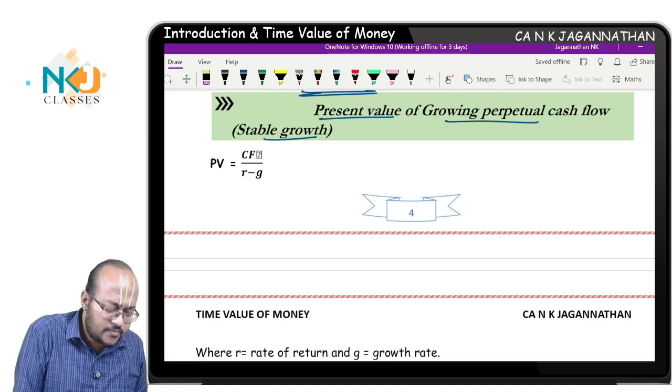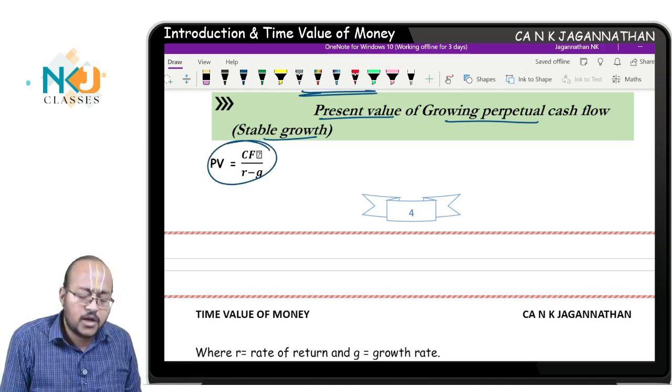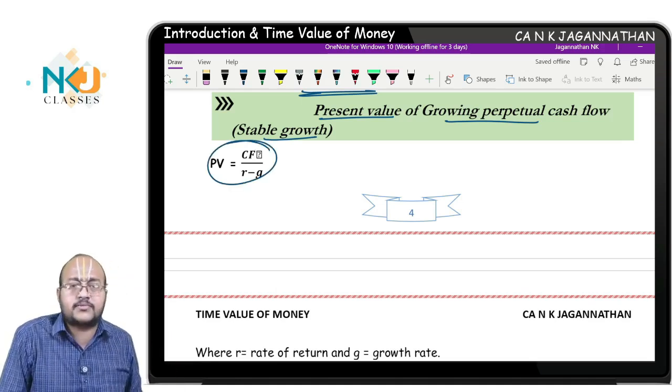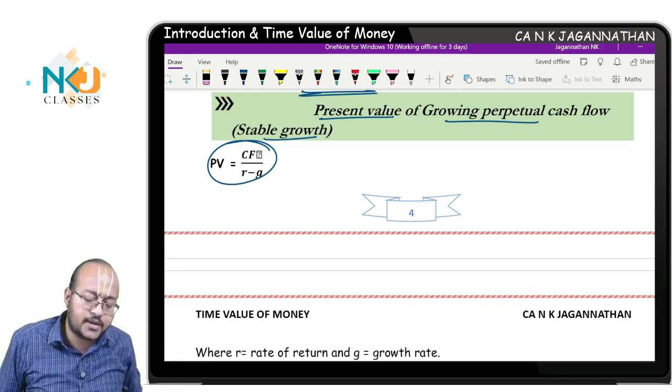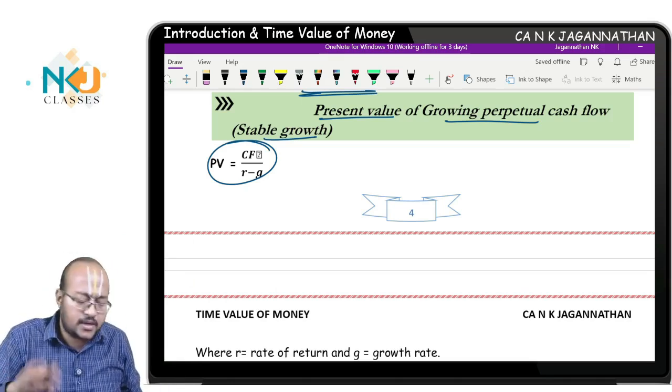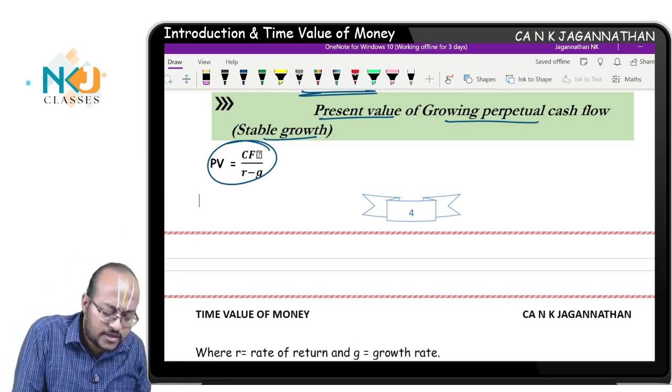The formula is simple. I'll derive the formula also and show you. Why? Because the derivation is very important. Once you understand this, you will understand various things in the equity valuation chapter. That's why I'm explaining here itself. It might take some time, but still I'm explaining here itself. See, the formula is very simple.